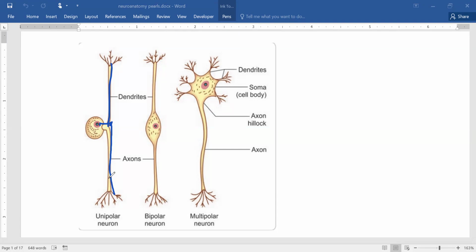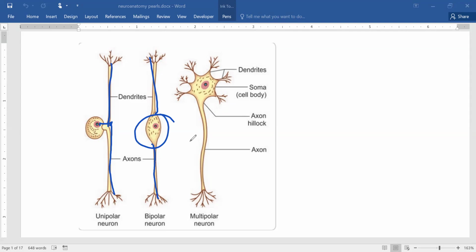The second type is the bipolar neuron, and you can see that two processes are exiting from the central cell body. These types of neurons are present in the special senses receptors, that is in the retina, in the olfactory epithelium, in the taste buds, and in the hearing cells.